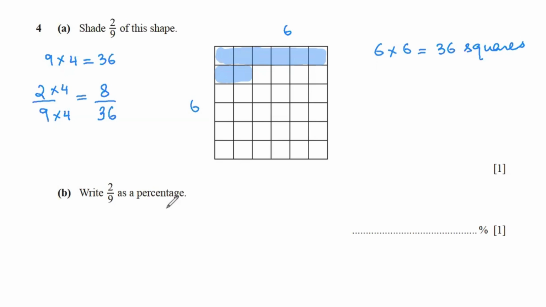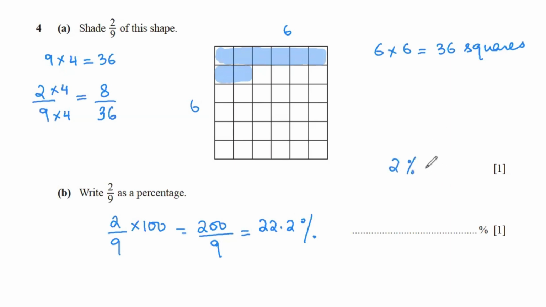Then it says write 2/9 as a percentage. So to write any number, fraction, or a decimal as a percentage, we times by 100. So that's 200/9, which equals 22.2%. A very common mistake that kids are still making is that when they're asked to convert something into a percentage, they just write 100 underneath it. That's wrong.